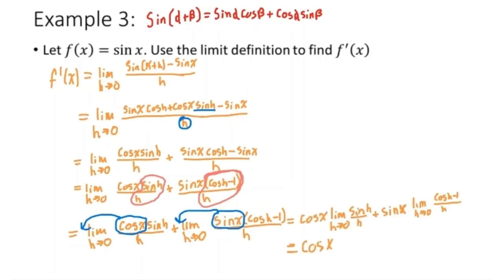The sine h over h from our theorem will approach 1. The cosine h minus 1 over h from our previous example will approach 0. Anything times 0 is 0, anything plus 0 is itself, anything times 1 is itself. And we're left with cosine x. So our derivative of sine x is cosine x.